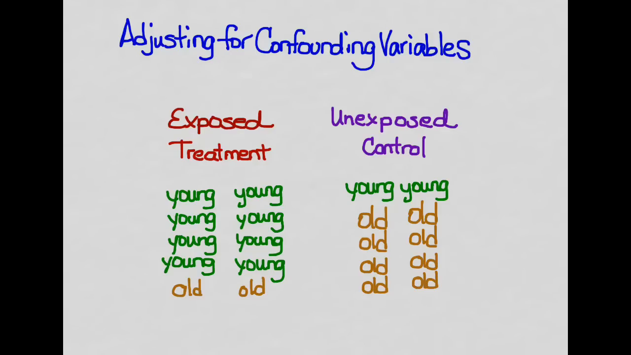So another way to deal with confounding variables is to adjust for them in your statistical analysis. Suppose we have the following scenario. We have an exposure group and a group that's unexposed. We can also call this the treatment group if it's an intervention study or an RCT, and the control group. And we have our exposure confounded with age in this study. In the treatment group, 80% of the people are young and only 20% are old. And in the other group, 80% are old and only 20% are young.